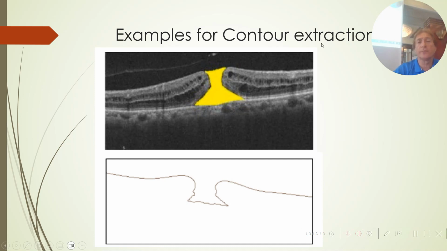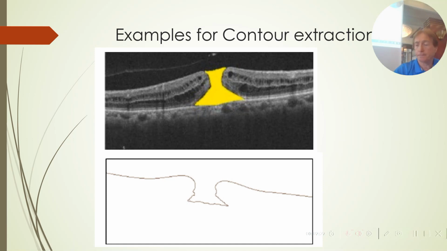So this is an example of contour extraction. You see here our pathological case. We have a hole here, this macular hole, and by applying an algorithm for contour generation, we can retrieve this one contour.